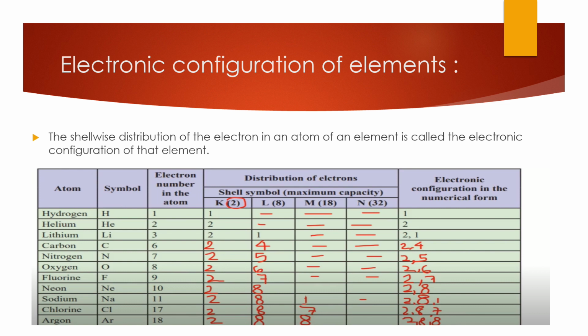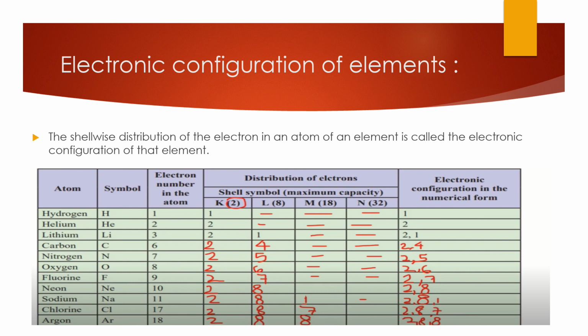Carbon, the electrons are 6. Out of 6 electrons, 2 electrons will accommodate in the K shell and the remaining 4 will be in the L shell. So how will you write the electronic configuration? 2, 4. Now next is nitrogen. The electrons are 7. Out of 7, 2 electrons will be in the K shell and the remaining 5 electrons will be in the L shell, and the M and N shells will be vacant. So how will you write the electronic configuration? 2, comma 5.